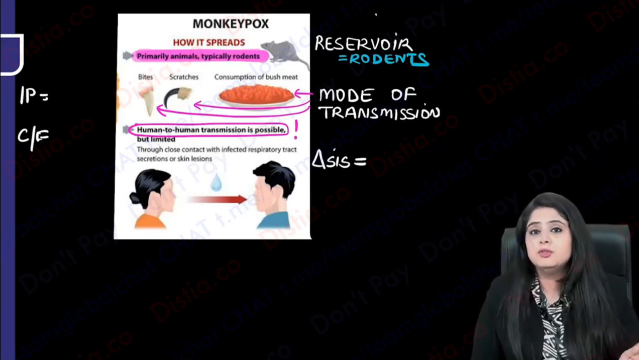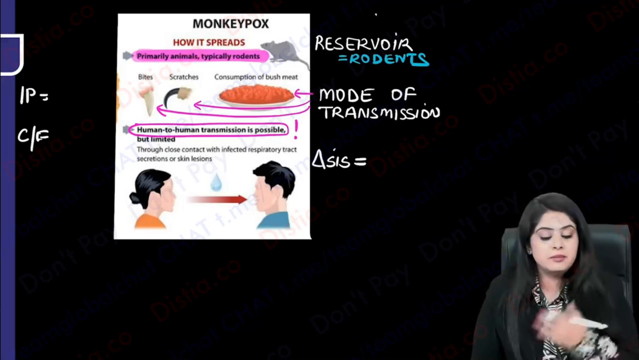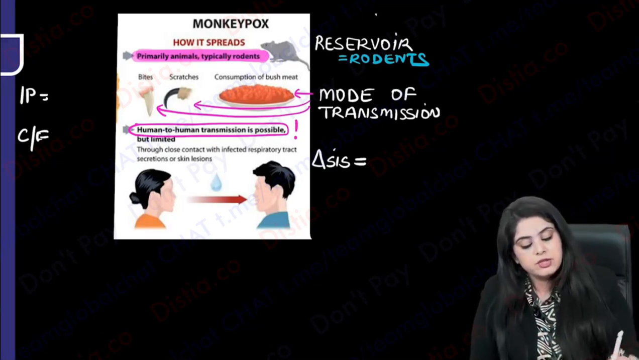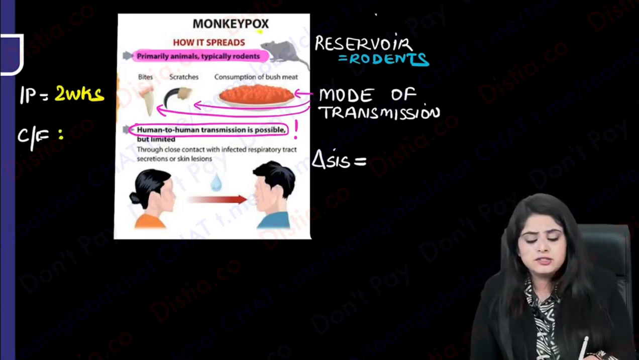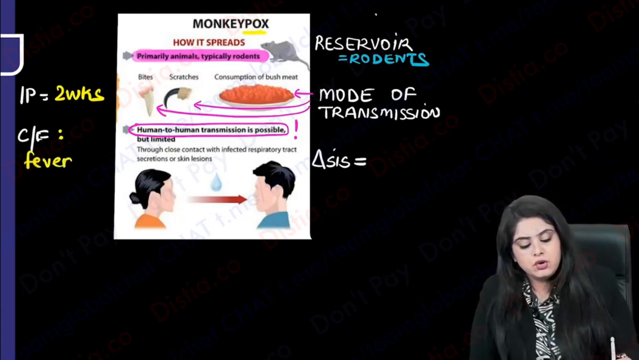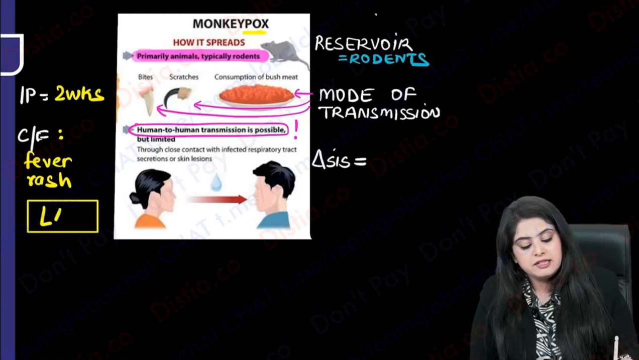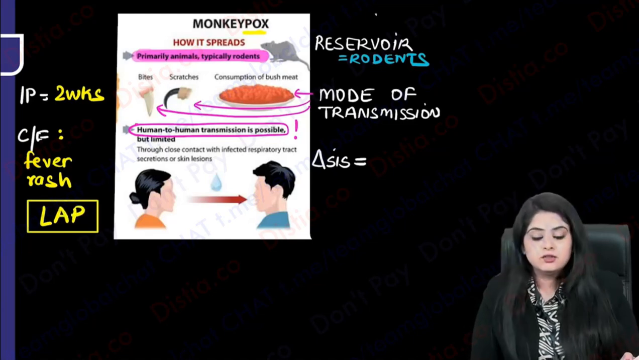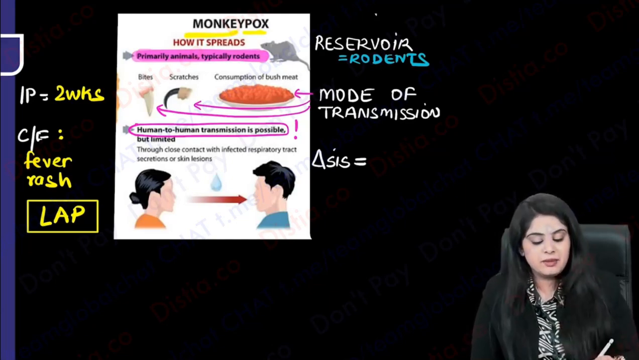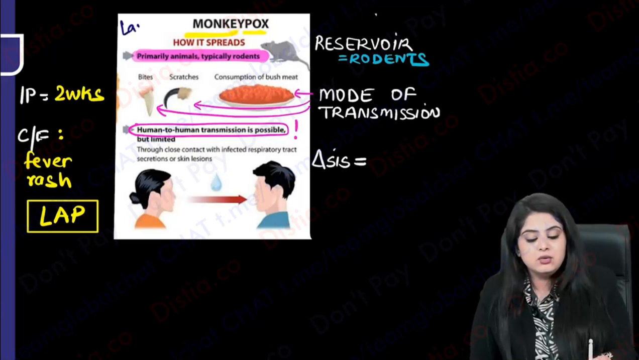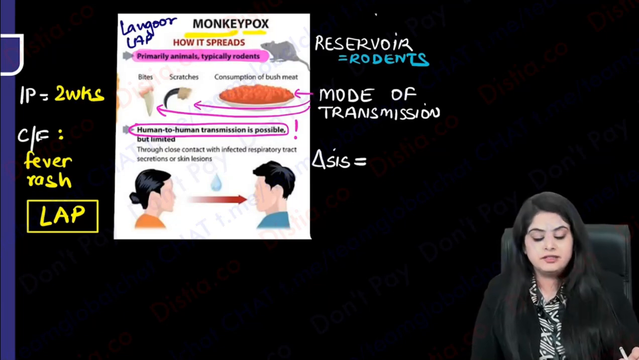That is why when it came in the news, and it came just after COVID, everyone had a major hype about it. Okay, what is the incubation period? The incubation period is roughly 2 weeks. In terms of clinical features, it's like any other pox virus. It's going to cause fever, it's going to cause rash. But what is different over here, which I did not study anywhere else, is that this shows you lymphadenopathy. So remember, monkey, langur, lymph node will be found. Not in the other pox viruses, but in monkeypox you are going to find lymphadenopathy.